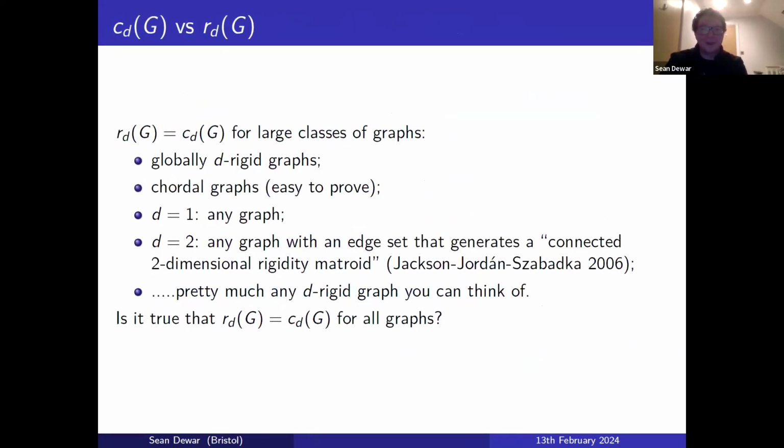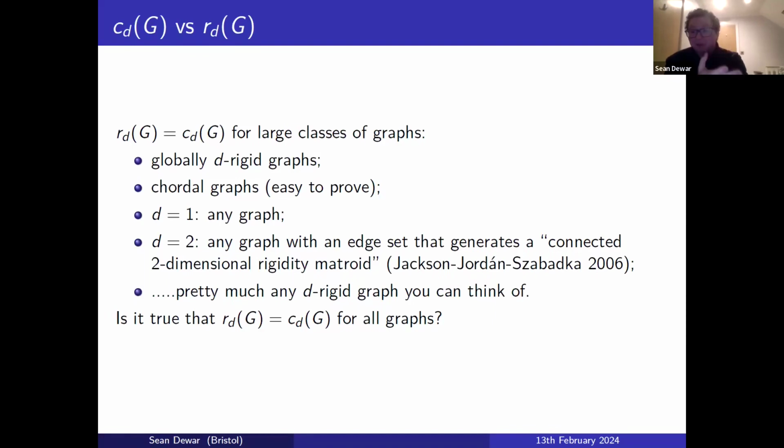Right. Okay. What about when is the real realization number actually equal to the complex one? So they are actually equal for large classes of graphs. Globally rigid graphs, I already mentioned earlier, chordal graphs, it's always true in one dimension. There's a type of graph related to the two-dimensional rigidity matroid, whether your graph generates a connected two-dimensional rigidity matroid. This is a result of Bill Jackson, Tibor Jordán, and some others. And in fact, pretty much any d-rigid graph you can think of, it usually seems to be true, and it's usually quite easy to find in some sense.